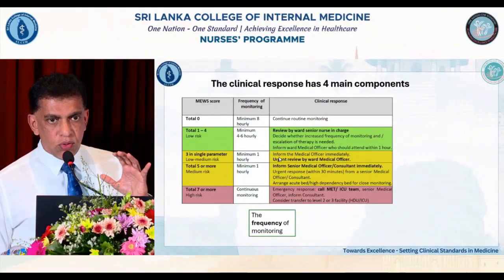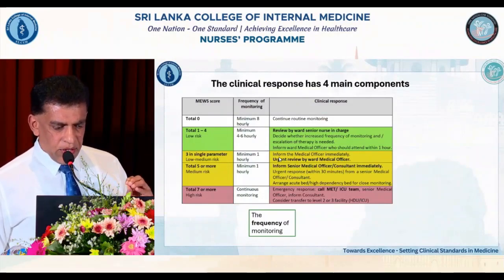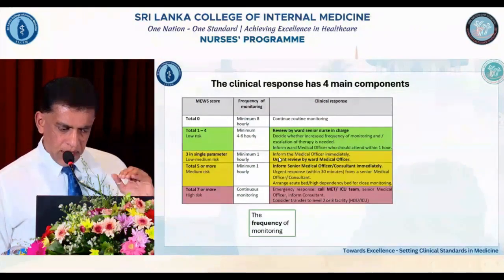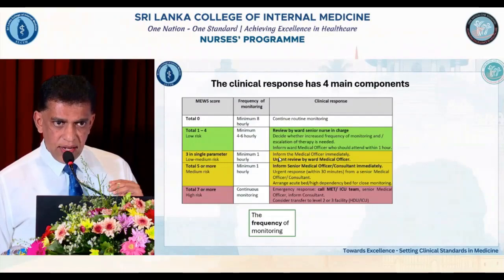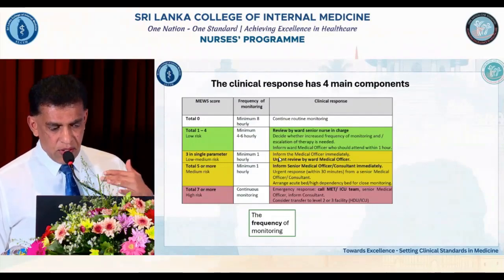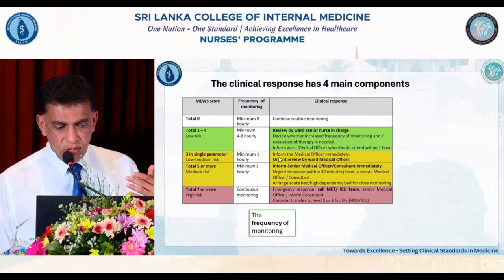What should we do? First thing is the clinical response time. How frequently we should monitor. The low risk ones will be monitored 4 to 6 hourly, right? The low medium and medium risk need to be monitored hourly. And the high risk, 7 and above, should be monitored continuously, preferably in an ICU or HDU setting. So this is the frequency.